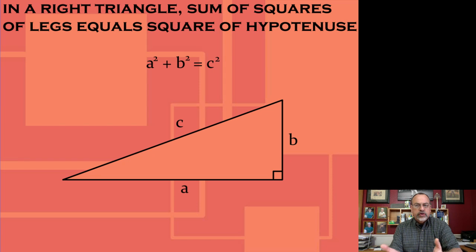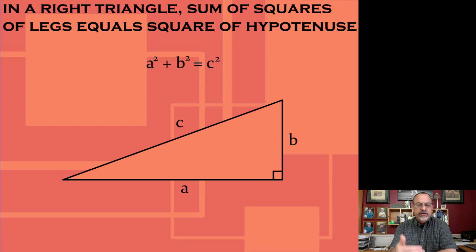Now, you remember from earlier this year, the converse switches the hypothesis with the conclusion and the conclusion with the hypothesis. So the converse would say that if the sum of the squares of two legs is equal to the square of the hypotenuse, or if a squared plus b squared equals c squared, then you know the figure is a right triangle.